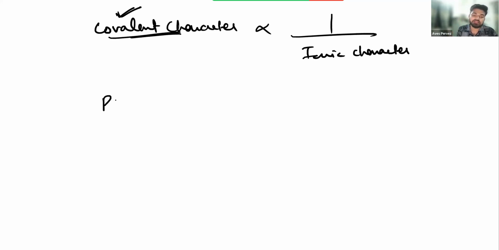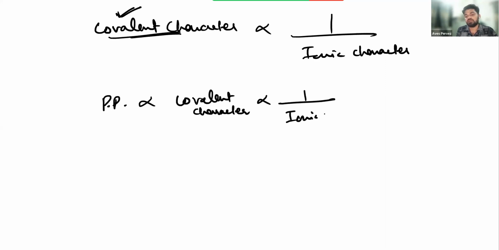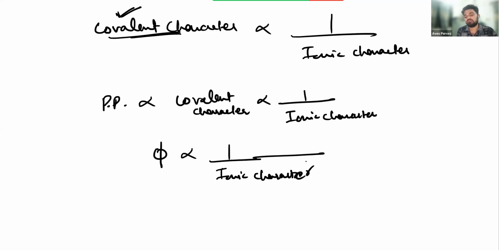So we can write it: polarization power is directly proportional to covalent character and inversely proportional to ionic character. So in general, we can say that phi is inversely proportional to ionic character. Please note it down. And then we have to move further.